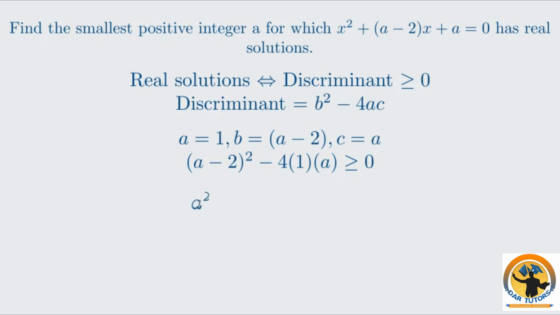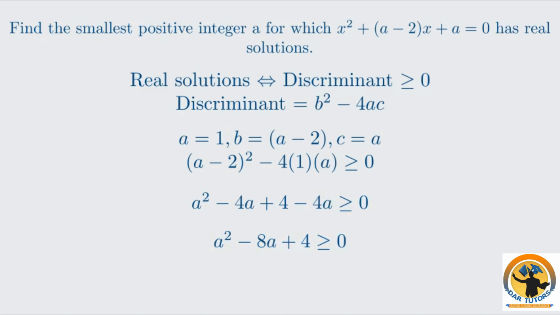First, we expand the squared term, (a minus 2) squared, which is a squared minus 4a plus 4. So the inequality becomes a squared minus 4a plus 4 minus 4a is greater than or equal to 0. Next, we combine the like terms. This simplifies to a squared minus 8a plus 4 is greater than or equal to 0.